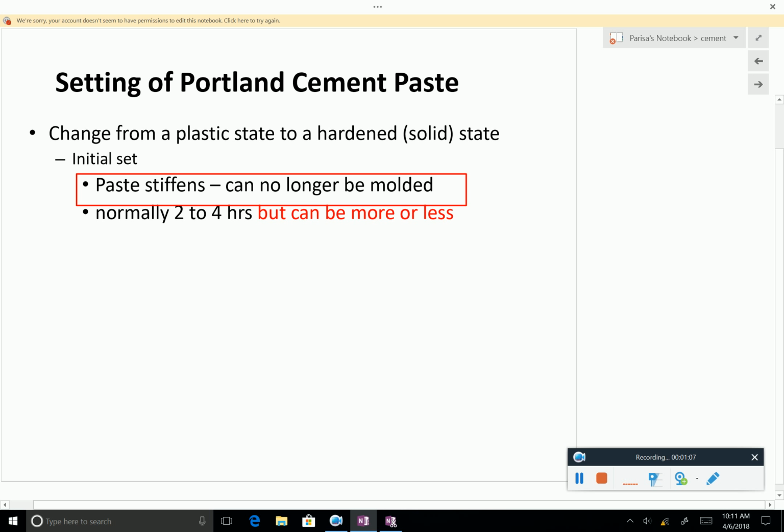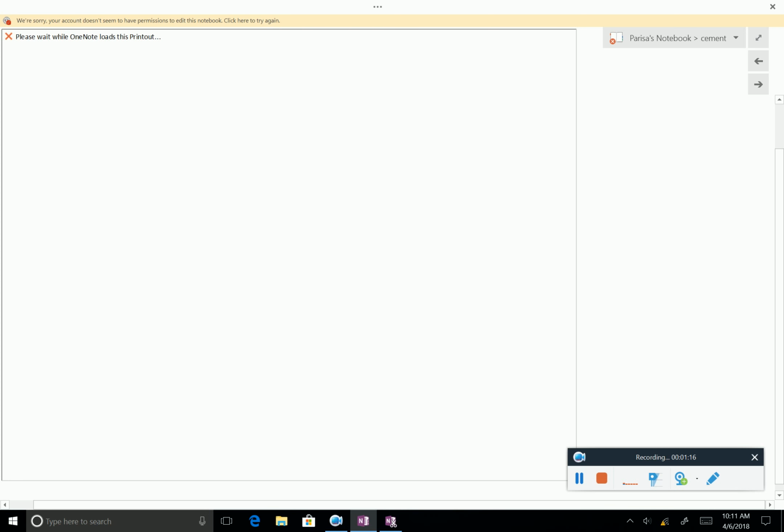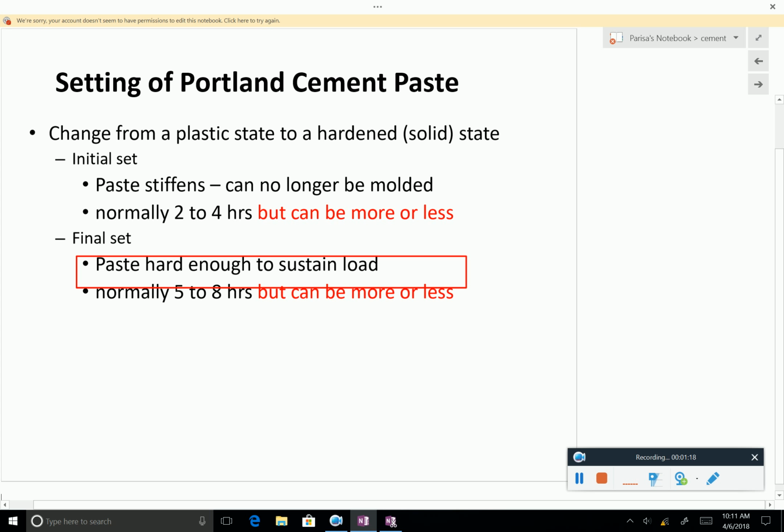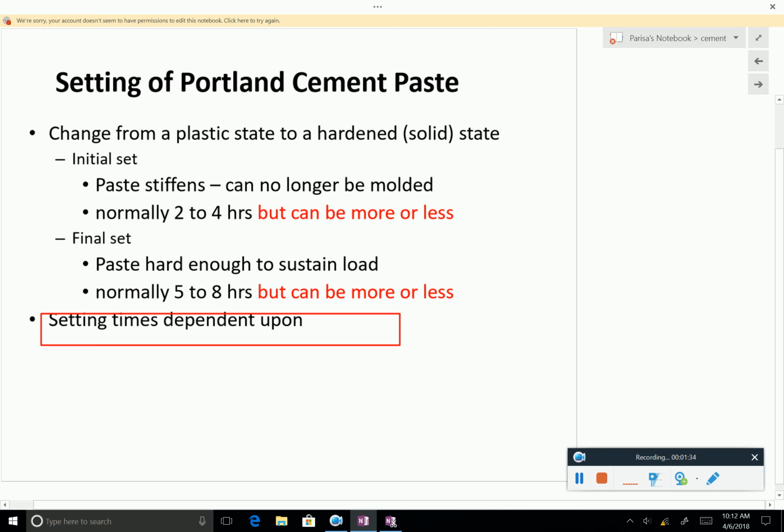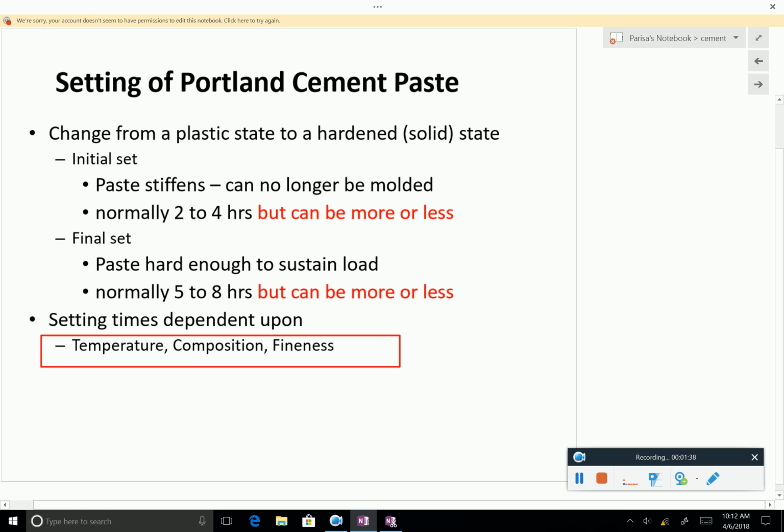So this is kind of summarizing what I just said. You start in the first couple of hours going from plastic to solid, and then you have final set when the material is hard enough then to sustain load. And it can be more or less. There are several factors, as we will see in a second. And some of these factors we talked about last time.